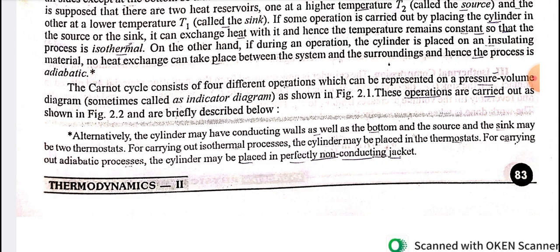Carnot cycle consists of four different operations which can be represented on a pressure volume diagram, sometimes called an indicator diagram. These operations are carried out as shown and briefly described below. Alternatively, the cylinder may have conducting walls as well as the bottom, and the source and sink may be two thermostats. For carrying out isothermal processes, the cylinder may be placed in the thermostats. For carrying out adiabatic processes, the cylinder may be placed in a perfectly non-conducting jacket.